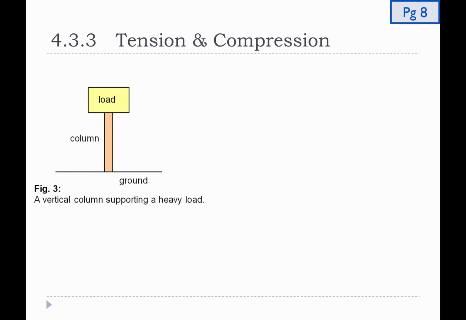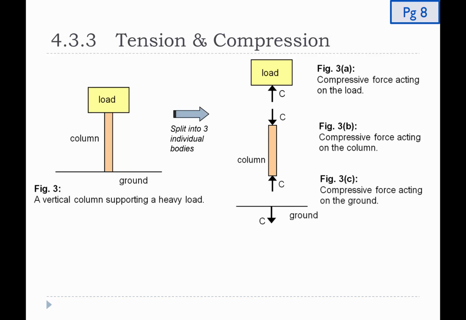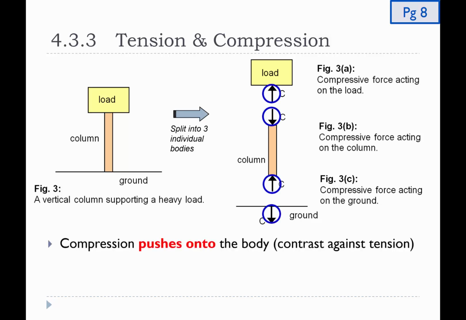In this case, I have a heavy load placed on top of a column and the ground. If we split it into three individual bodies, on the load itself you have a compressive force acting towards the load. On the column, the load will in reaction also exert a compressive force on the column, and the ground will also exert a compressive force towards the column. Finally on the ground, by action-reaction pair, by Newton's law, the column will also exert a compressive force towards the ground itself. Just understand that compression always pushes onto the body.